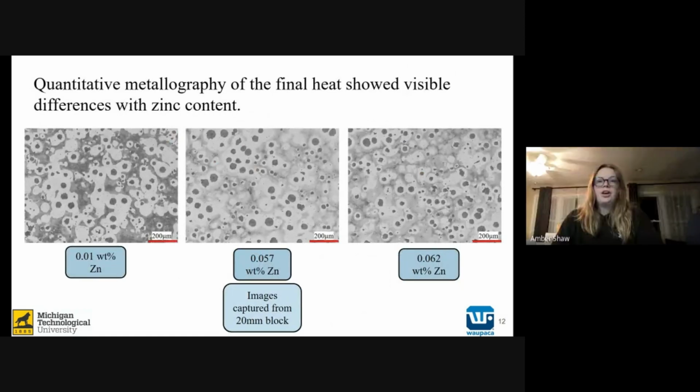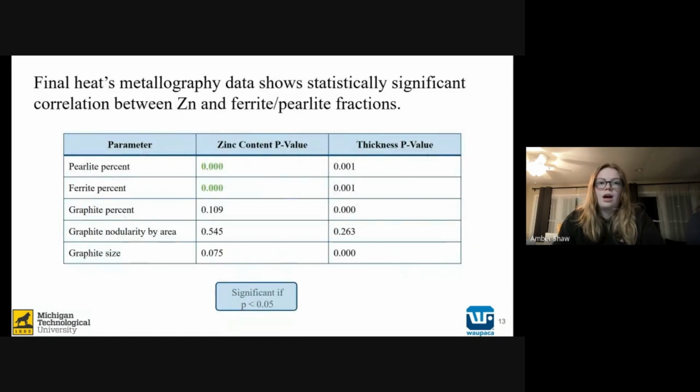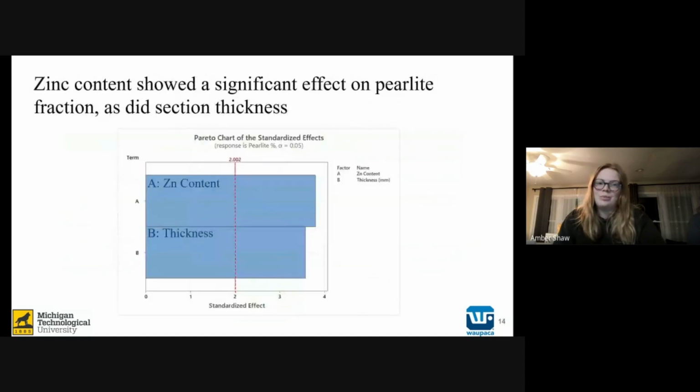And our quantitative metallography for our final heat showed visible differences with zinc content. As you can see on that left-hand image, the ferrite colonies are larger, whereas on the right hand with our higher zinc content, they are significantly smaller, and you can see that just with your eyes. The metallography for that final heat's data showed statistically significant correlation between zinc and perlite fractions, as those p-values are 0.000, which is statistically significant.